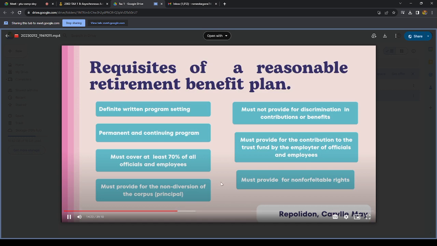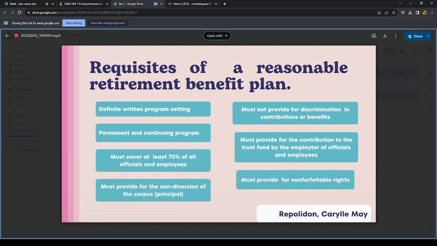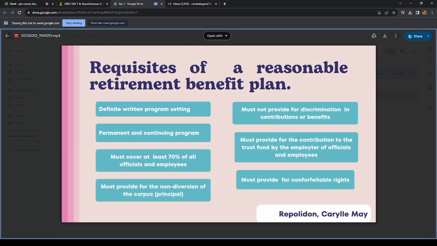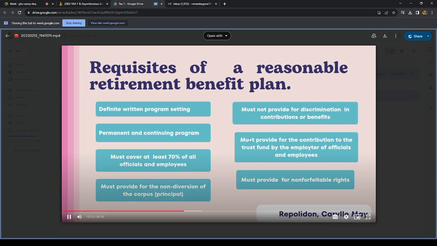Fourth, it must provide for the non-diversion of the corpus or income of the trust fund to any purpose other than for the exclusive benefit of officials and employees. Fifth, it must not provide for discrimination in contributions or benefits in favor of officials and employees who are officers, shareholders, supervisors, or highly compensated officers. Sixth, it must provide for the contribution to the trust fund by the employer, or officials and employees, or both, for the purpose of distributing to the officials and employees or their beneficiaries the corpus and income of the fund accumulated by the trust in accordance with the plan.